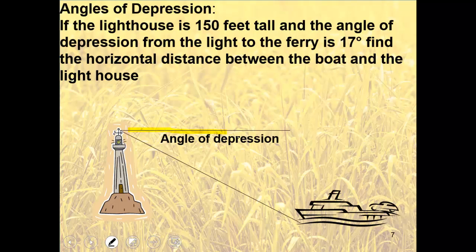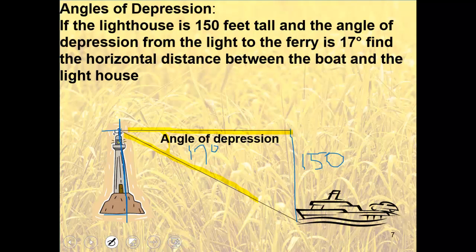So here is our angle of depression, and we want it to be 17 degrees. The lighthouse is 150 feet tall. So that's this distance right here, from here to here. If this is 150 feet, then, cool, and oddly enough and wonderful, this is 150 feet.